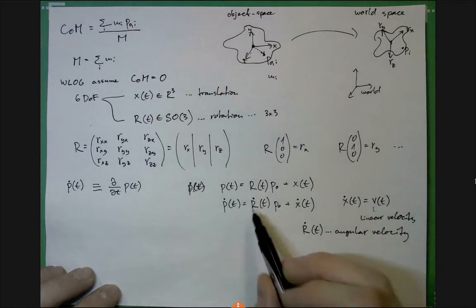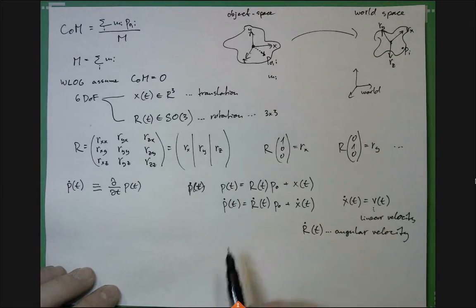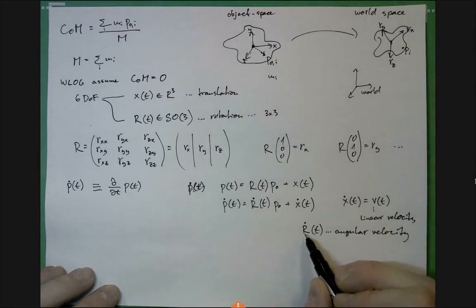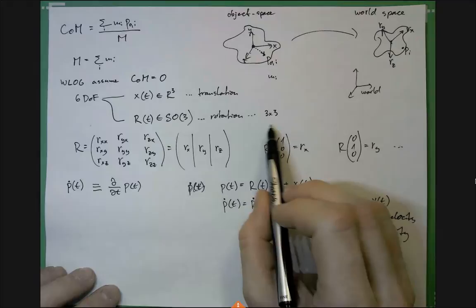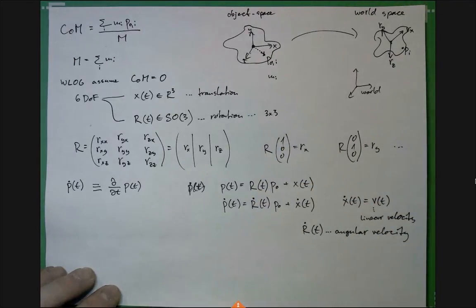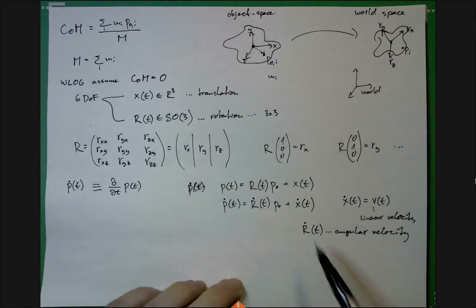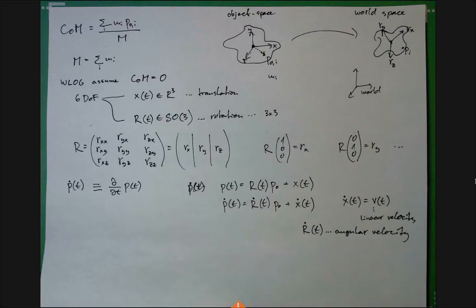And the interesting thing is that this derivative of rotation is a 3x3 matrix, but it's not a general 3x3 matrix. It's a very special type of 3x3 matrix. Does anybody have a guess what type of 3x3 matrix this R dot is? That is not simple. So let's take a look at it.